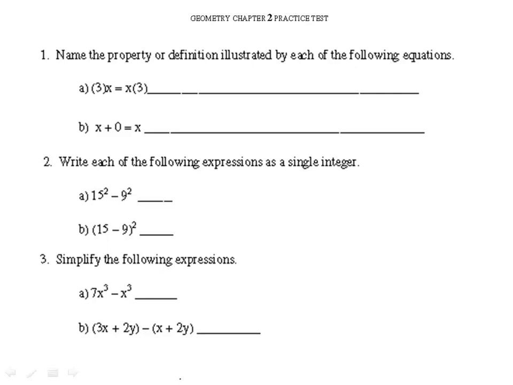You can pause the video anytime you want if you need more time to write something down or make a note to yourself. But here we have 3x equals x times 3. That's called the commutative property of multiplication. And you've known that for a long time. You've known 3 times 4 equals 4 times 3. This is just the fancy math name for it, and you have to know that term. And I'll abbreviate multiplication.